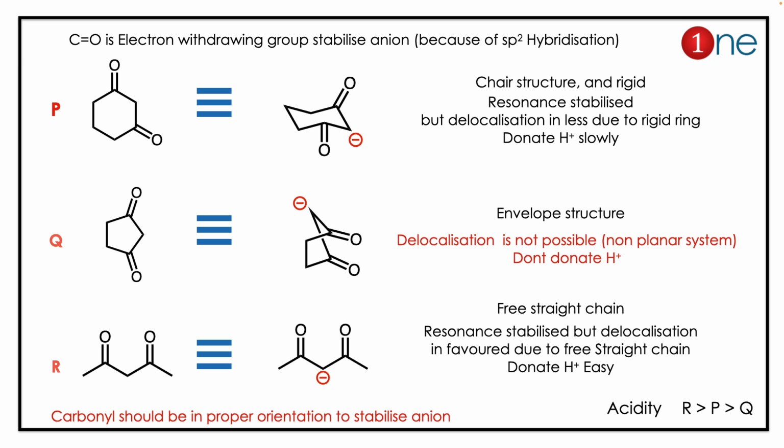If you look at R, it's an open ring, no issues. sp2 hybridization is dominant, so the anion is stabilized. So the acidity order is R > P > Q.